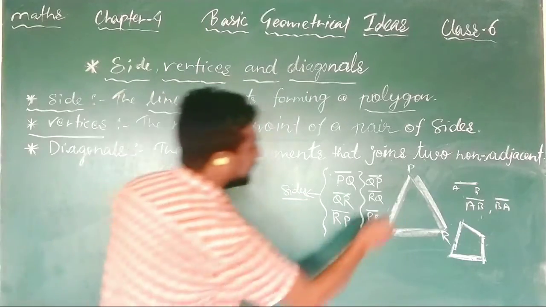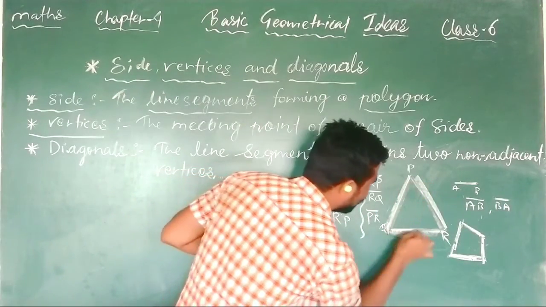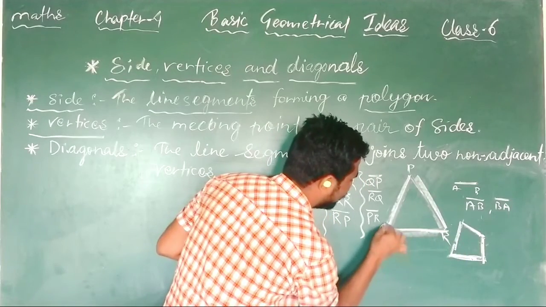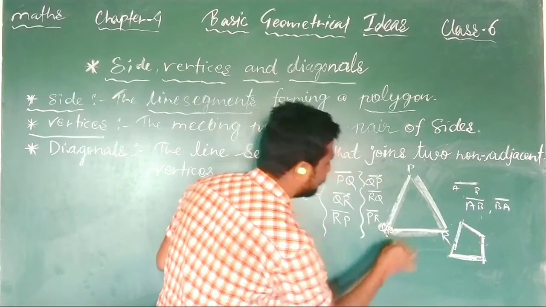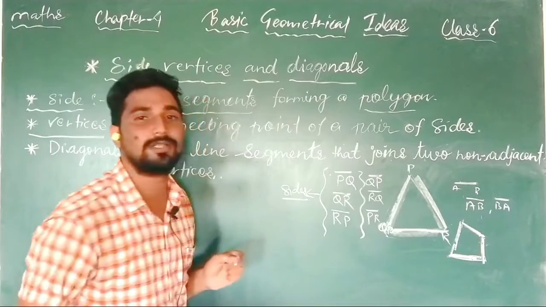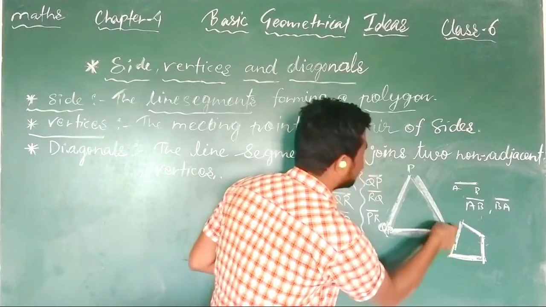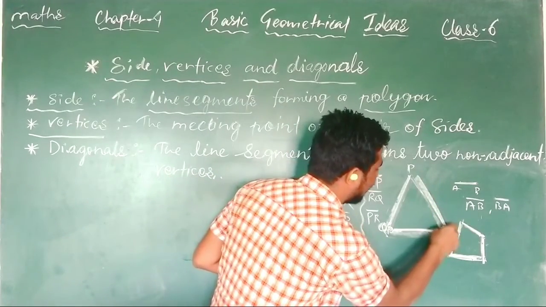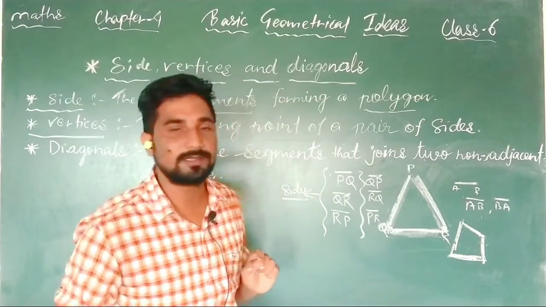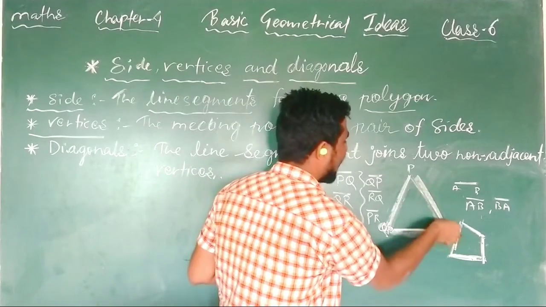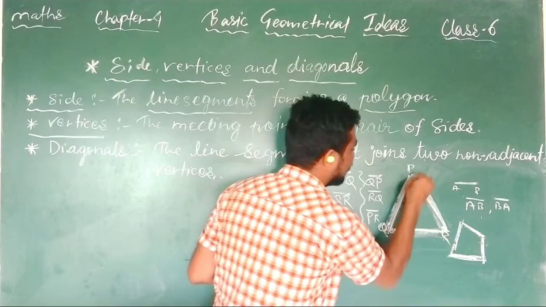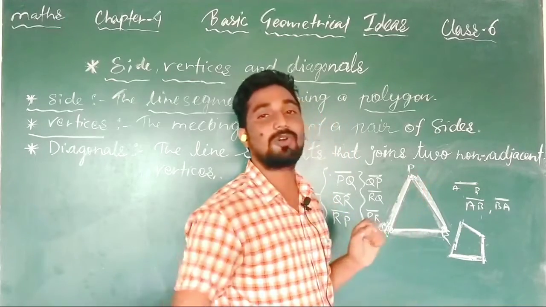You see this PQ and this QR sides meet at this point Q. So Q is called a vertex. This QR and this RP meet at the point R. So R is called a vertex. And this RP and PQ meet at the point P. So this P is also called a vertex.